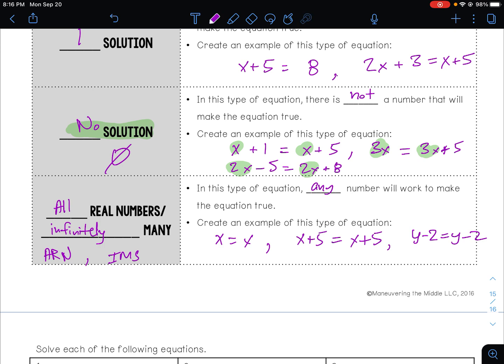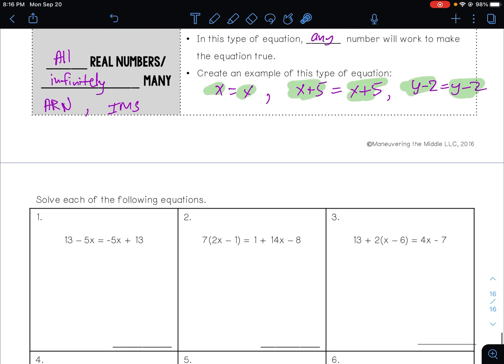Or how about y minus 2 equals y minus 2. Now, what do you notice about this kind of equation? Both sides are exactly the same: x on the left, x on the right; x plus 5 on both sides; y minus 2 on both sides of the equal sign. Whereas up here, we had the same number of x's on each side, except the rest was not the same. This was x plus 1, whereas this was x plus 5. This was 2x minus 5, this is 2x plus 8. This one was 3x, and this one's 3x plus 5. There's no way to get those to be equal, whereas these are exactly the same on both sides.